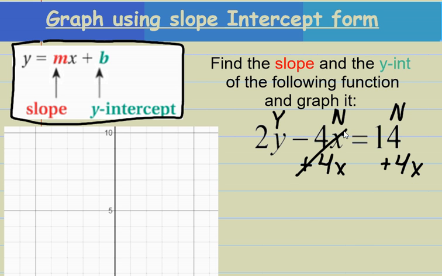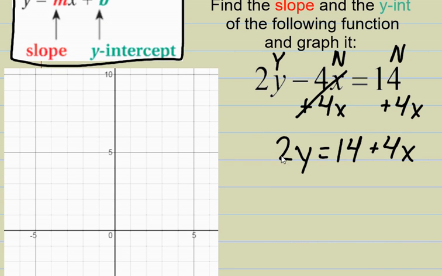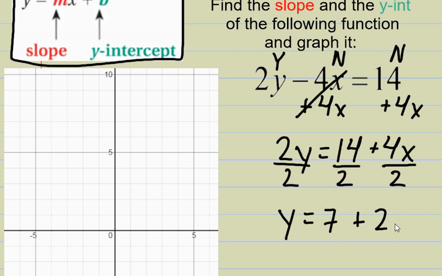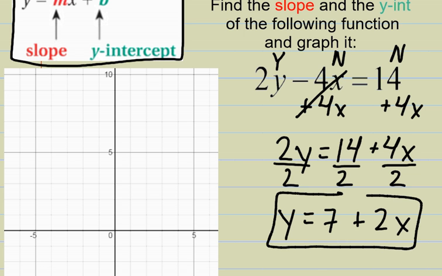I would then get these to cancel out, so I get 2y equals 14 plus 4x. A common mistake I see people make is they write that's 18x. That is not true. These are not like terms. This is 14 ones plus 4x's. So I just write 14 plus 4x. They can't be combined. Now I need to get y all by itself. I have 2y, so I divide everything by 2 to simplify it. And I get my equation now as y equals 7 plus 4 divided by 2 is 2x. Now it's y equals mx plus b. It's technically b plus mx, but it's the same idea.